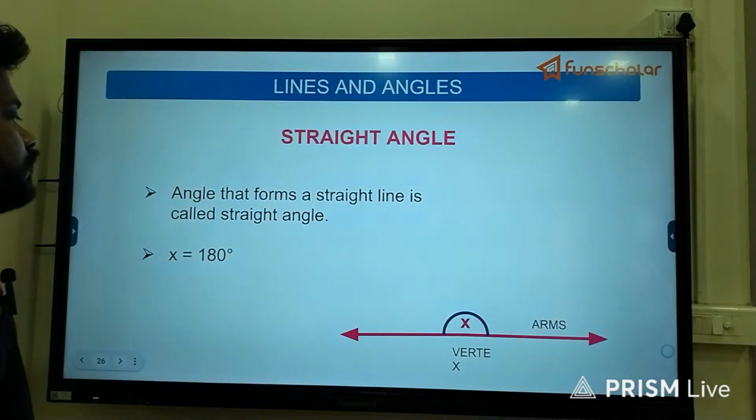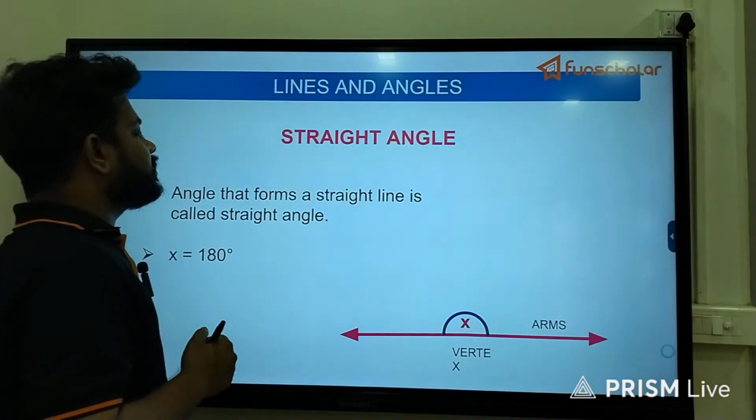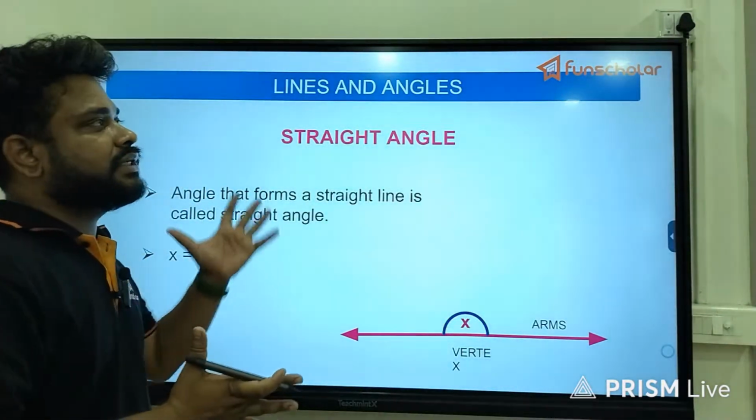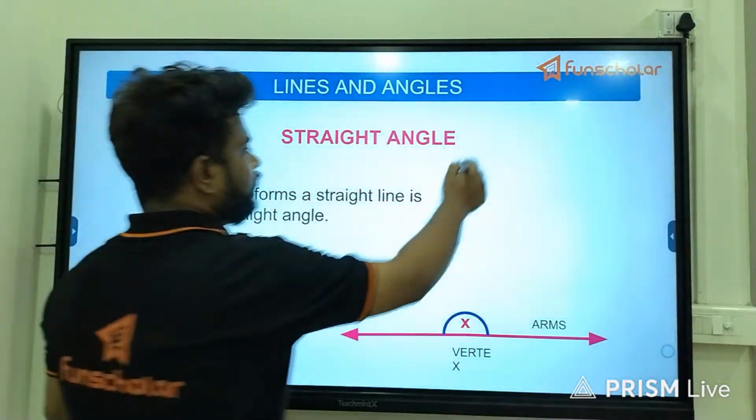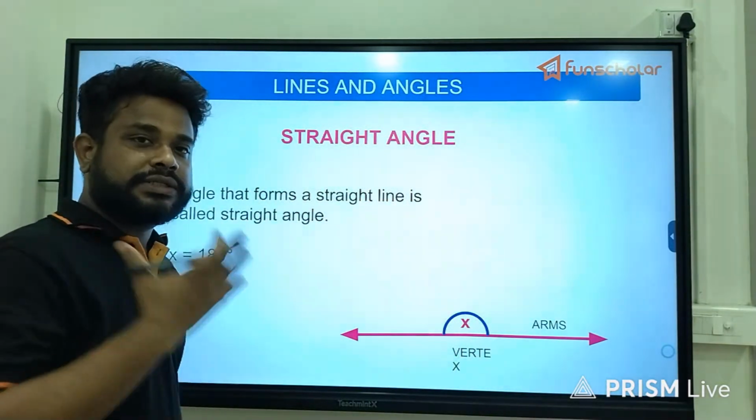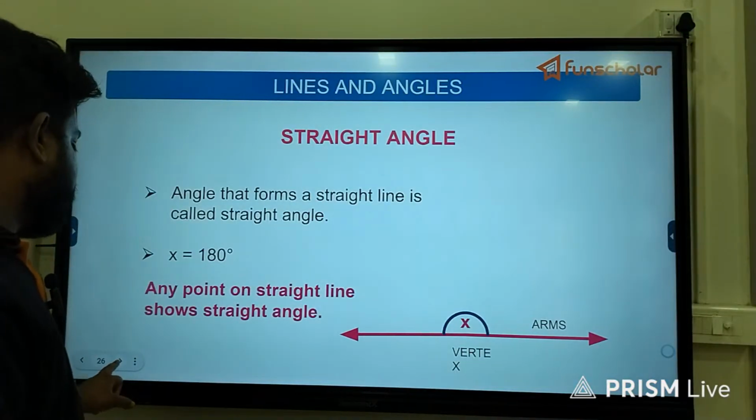And there comes the straight angle. An angle that forms a straight line is a straight angle. We have already discussed this in the clock sum. Any straight line will be called a straight angle. Any points on a straight line show a straight angle.